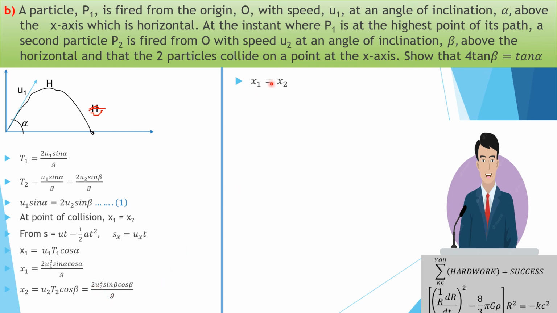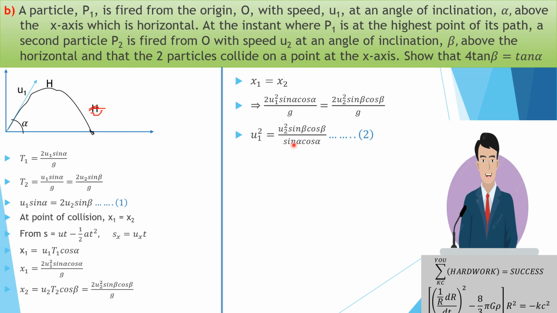So again, x1 equals x2 at this point where they collide. So I'll be equating this x2 to this x1. If I take these two and equate, I have this expression coming out. If I simplify that out, I can make u1 the subject, because these two cancel with these two, and this g cancels with this g. So my u1 squared will simply be all of these things divided by sine alpha cos alpha, which is this. We want to call that equation 2.